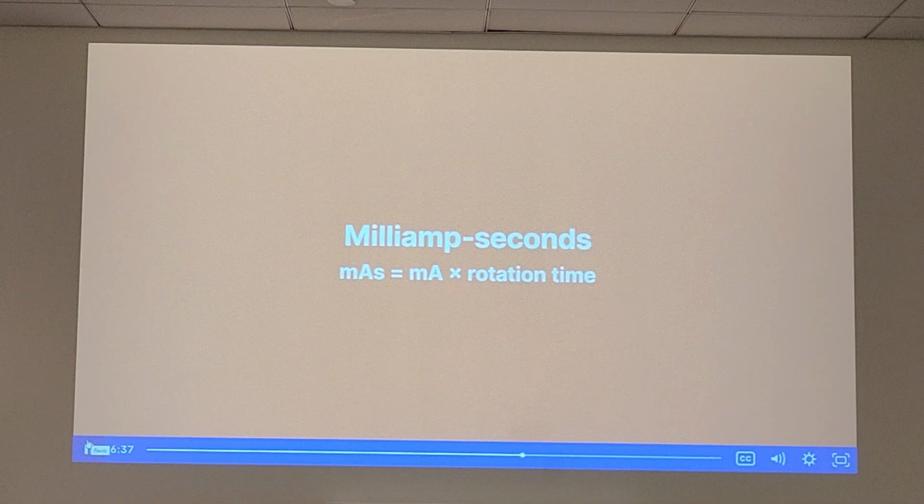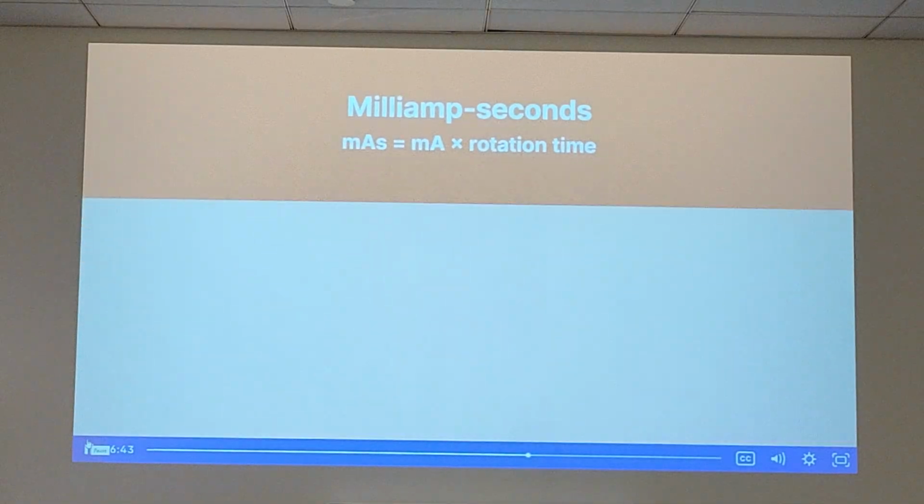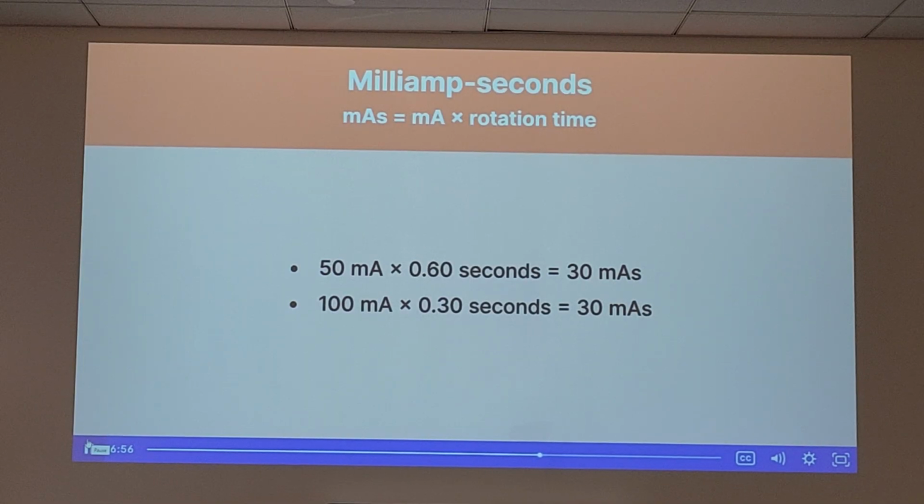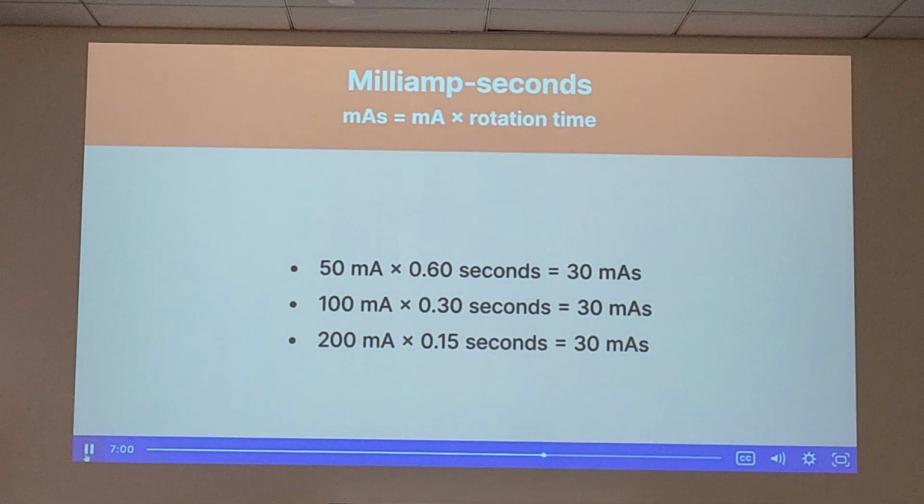So what this means is multiple MA and exposure time settings can result in the same total mAs. For example, 50 MA multiplied by 0.6 seconds equals 30 mAs. 100 MA times 0.3 seconds also equals 30 mAs. And 200 MA times 0.15 seconds also equals 30 mAs. I can see there, we're not ready for math.